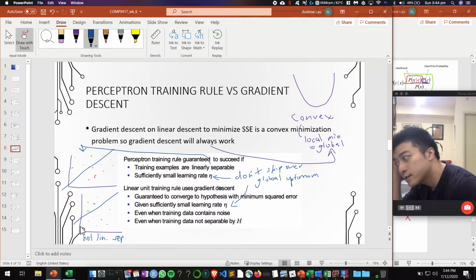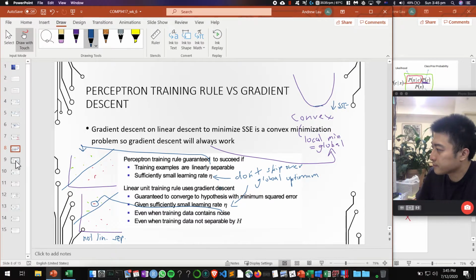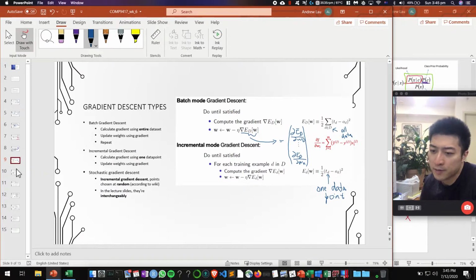Now, gradient descent is fine with this. It will still converge to a set of weights which will minimize the sum square error, and it can deal with cases when the data is not perfectly linearly separable, perhaps because there's a bit of noise in the data, right? So there are a few different types of gradient descent I want to discuss. There is batch gradient descent. Why is it called batch? It just means the whole data set.